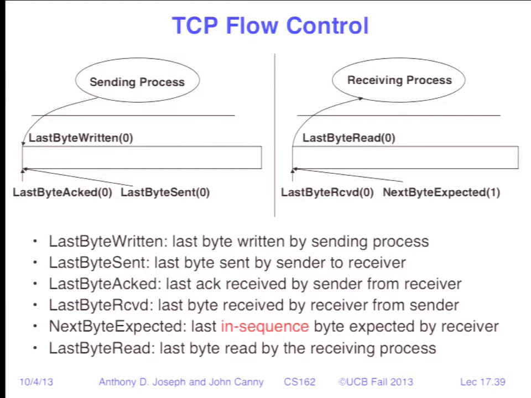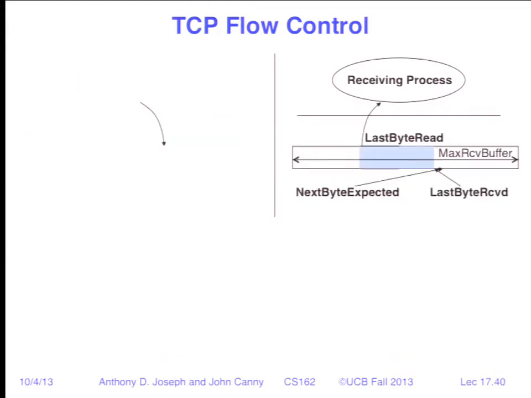All right. So flow control basically keeps track of all of this at the receiver. So we have the last byte that's been read by the receiver, the next byte, so it's behind what we've actually received. Here's the last byte that we've received. And then we're expecting the next byte to come in here. And when we fill this, it'll wrap back around.